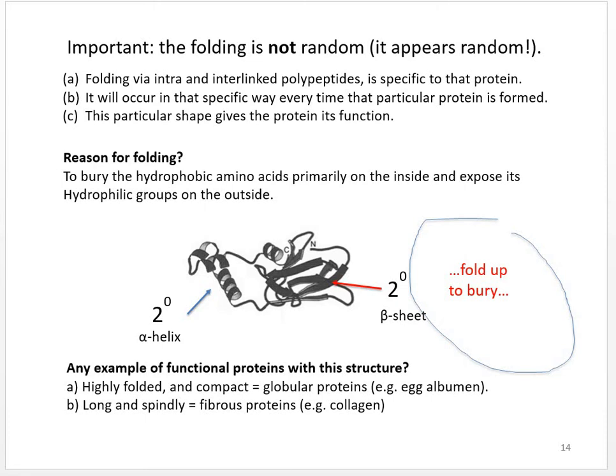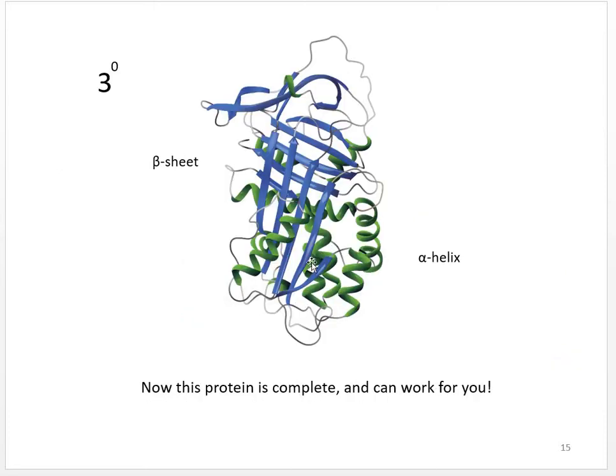Okay, this one I just got from a good website, and they allow me to reproduce this. Maybe you can see the blue beta sheet, and then we have the alpha helix, the green bit. We combine these two, and now the whole protein is complete, and this protein can work for you for certain functions. I do not know what this protein is called, but in terms of structure it is tertiary.